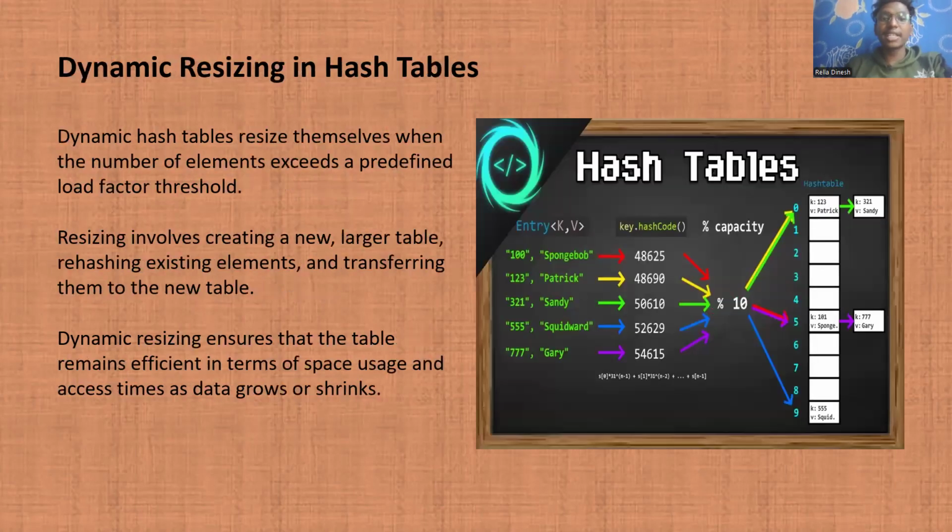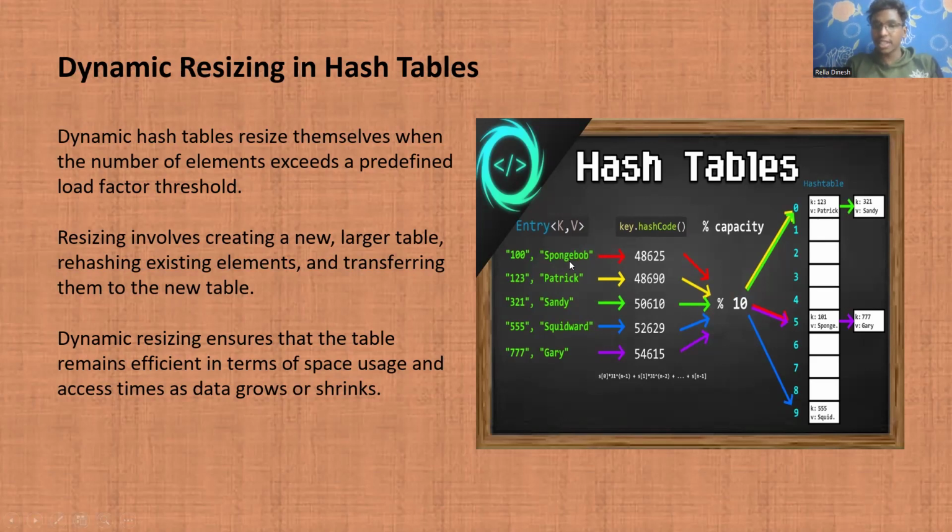Now, dynamic resizing in hash tables. Dynamic hash tables resize themselves when the number of elements exceeds a predefined load factor threshold. Resizing involves creating a new larger table, rehashing existing elements, and inserting them into the new table. Dynamic resizing ensures that the table remains efficient in terms of space usage and access time as data grows or shrinks.